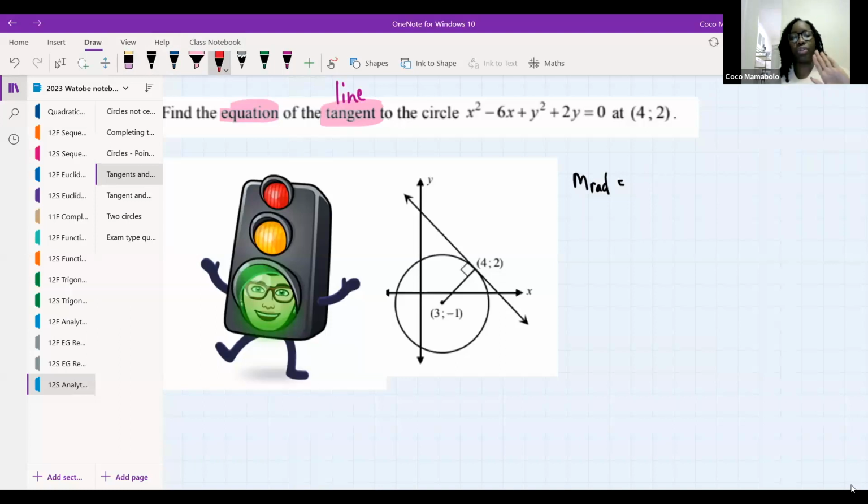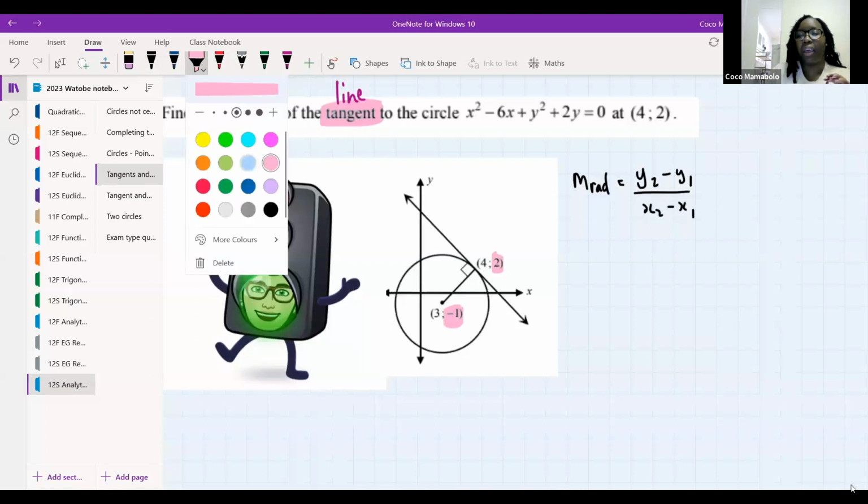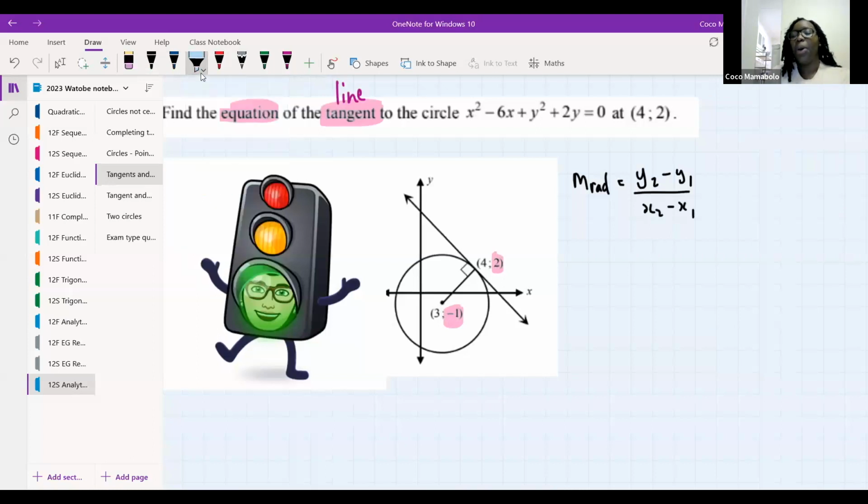Okay, we're going to pause right there for just a second. Remember when we're calculating the gradient, don't make mistakes. We need to take y2 minus y1 over x2 minus x1. So for my y values, I need y2 minus negative 1. We need to make sure we're taking y and y together and x together, okay? Yes, ma'am.